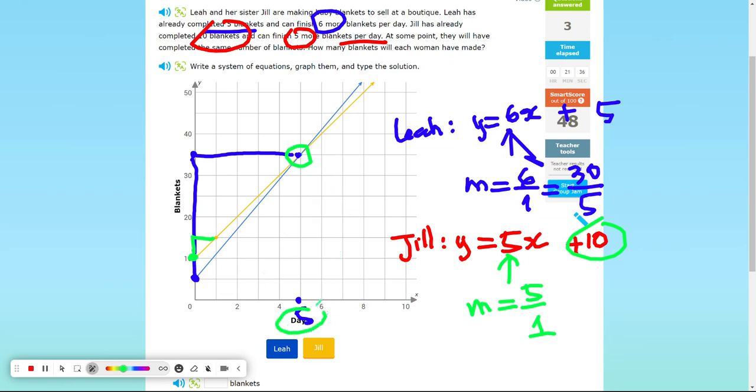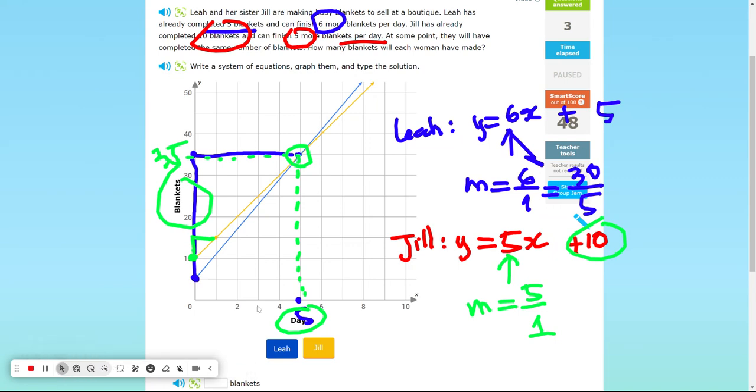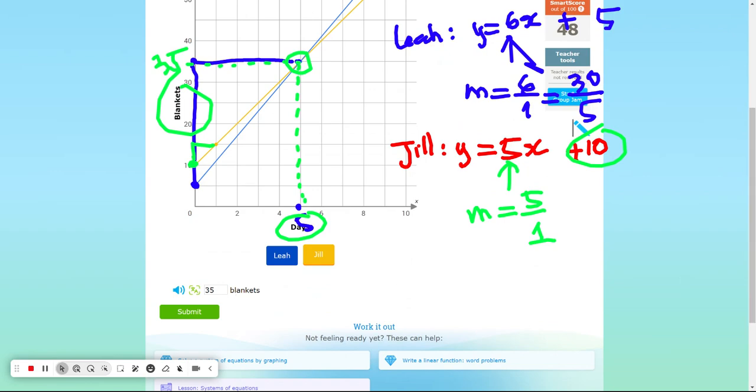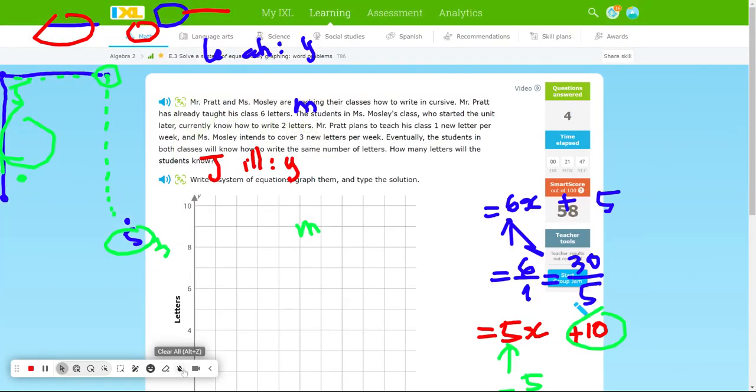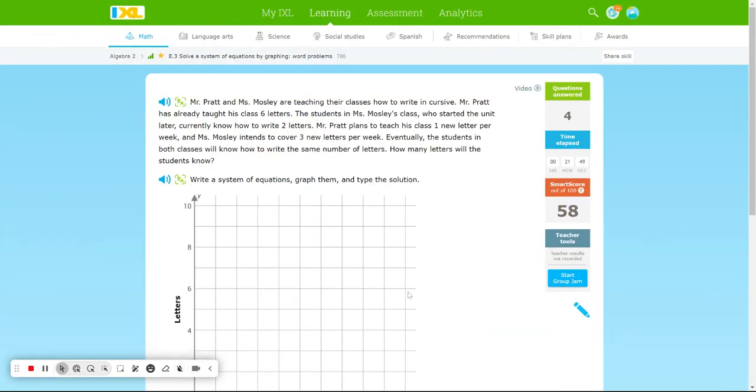And this is for days, alright? So after 5 days, both of them have the same number of blankets, and the number of blankets should be 35. Okay? So 35 is the number of blankets. So you go to the y-axis. Alright? So I put 35 over there and I'm correct. Alright, so here we go. Submit. Alright, so now let's clear everything else. Ooh, we got 58 points already.